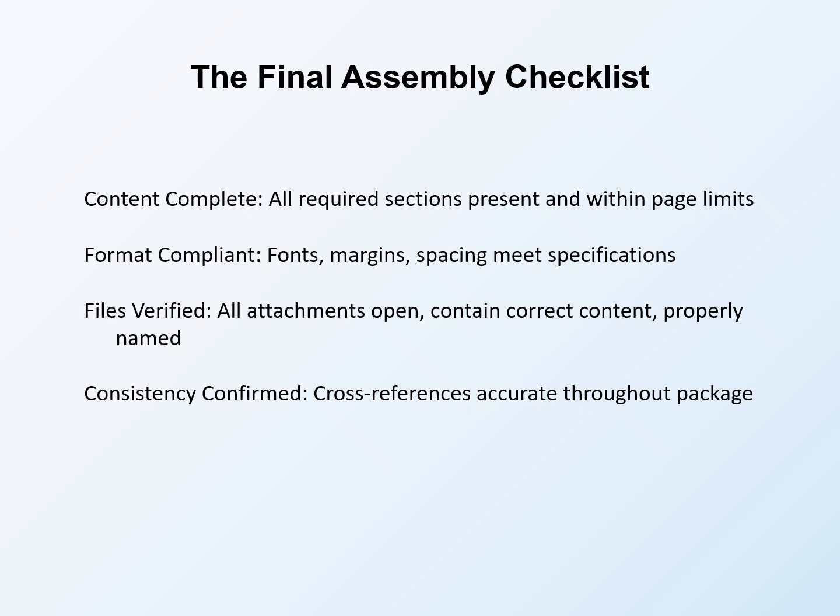A final assembly checklist provides the systematic verification that ensures nothing is missed. Walk through this checklist before every submission. Content complete means verifying that all required sections are present and within page limits. Return to your compliance matrix and confirm every required element is addressed. Count pages to verify compliance with limits. Check that nothing was accidentally deleted during revision. Ensure appendices and attachments that support your narrative are included.